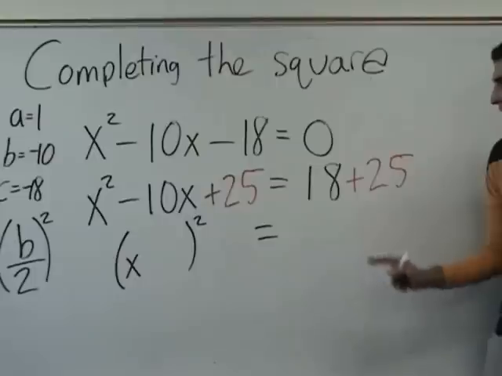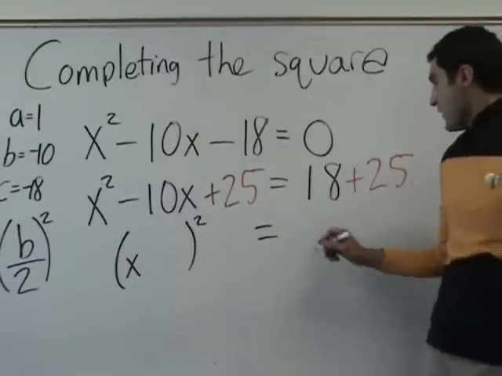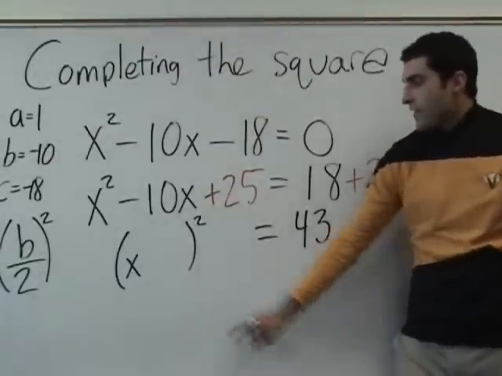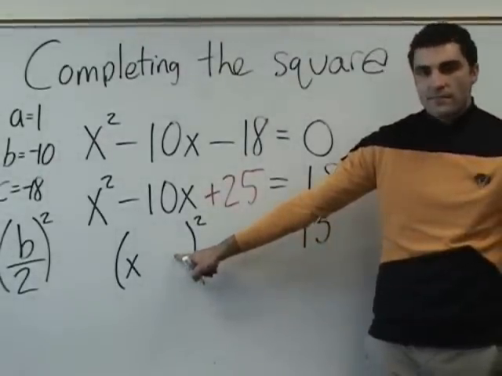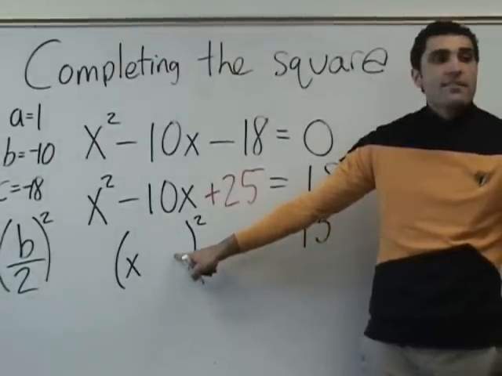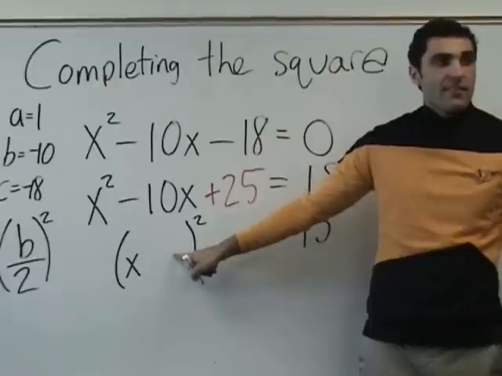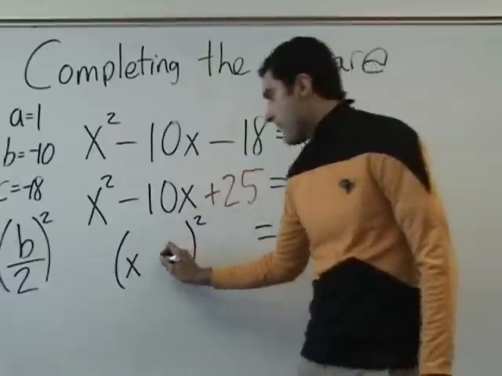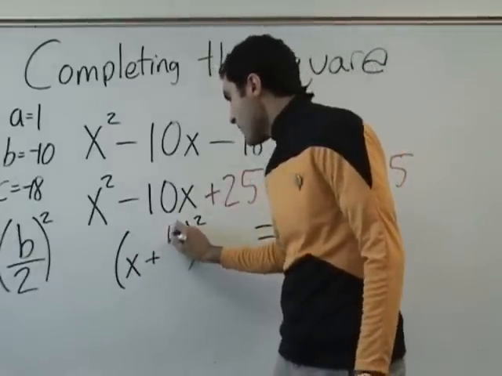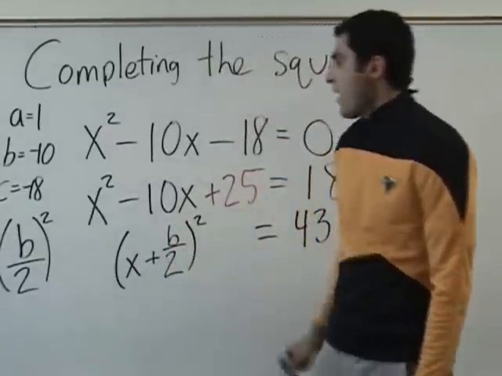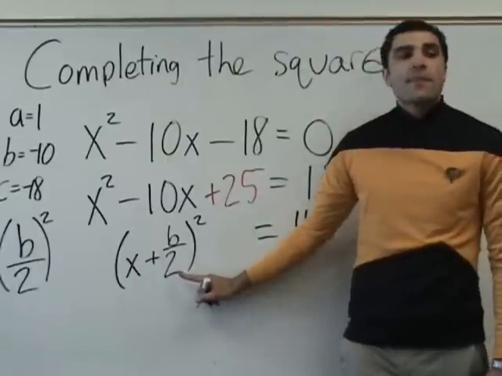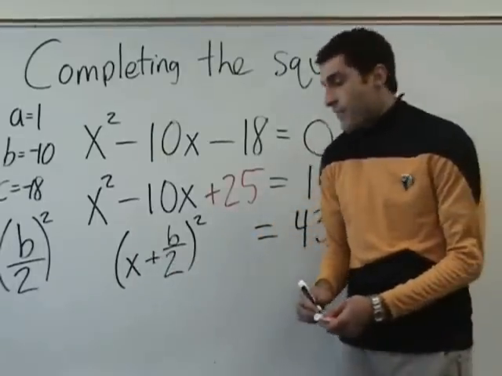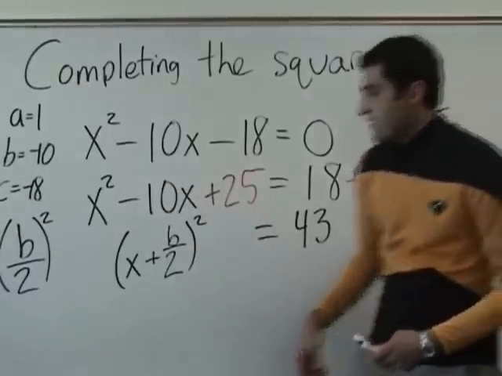First of all, what's 18 and 25 together? 43. Good. Now, this number here is always, what do you guess? Is it going to be the half of the B? Yes, it's B over 2. So right there it's negative 5. This number here will always be B over 2. So what is B over 2? Negative 5. So this becomes x minus 5.